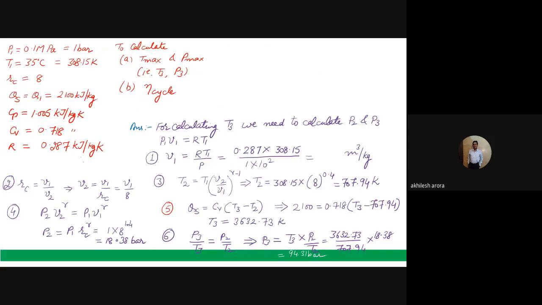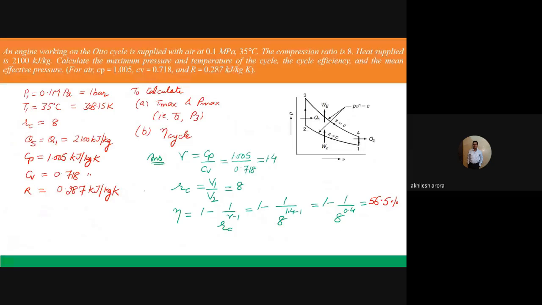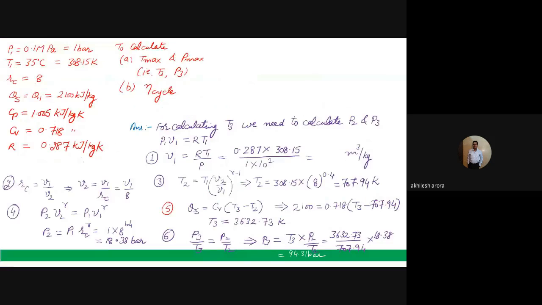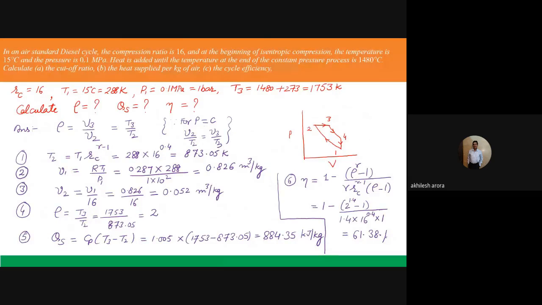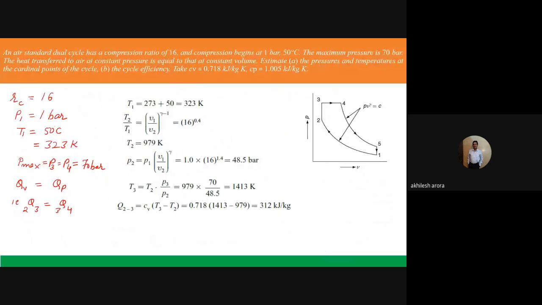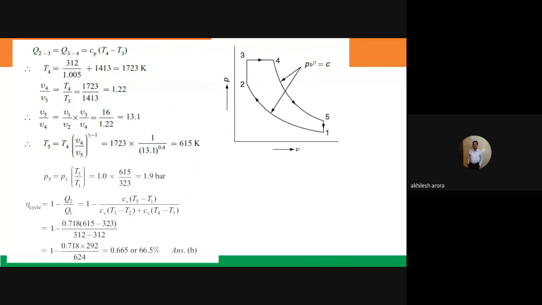This is, I think, another question. Some slides have been changed. I think this might have been the question, so I have solved it here also. This is the next question. Okay. So I think these are the initial questions of the PK Nag book on Otto, diesel, and dual cycle.